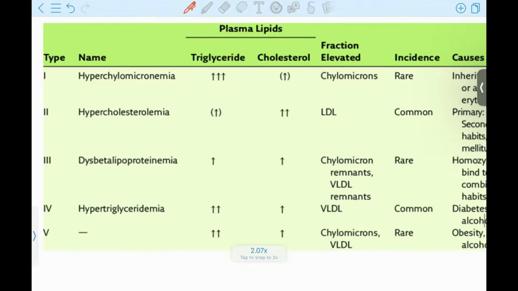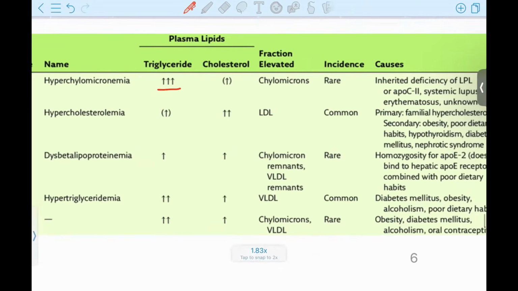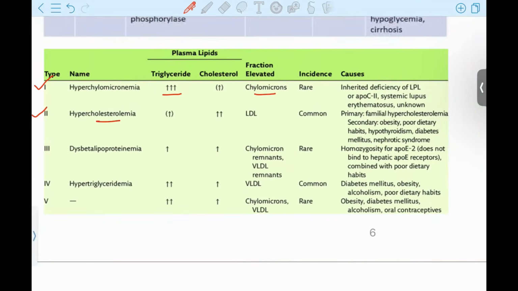Next, moving on to the hypercholesterolemia disorders. Type 1 and type 2: type 1 is commonly hyperchylomicronemia. This will be associated with high triglycerides, and the fraction will be elevated with the chylomicrons. And hypercholesterolemia will be seen with high levels of LDL and cholesterol.